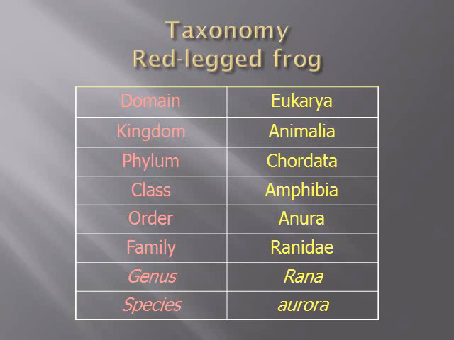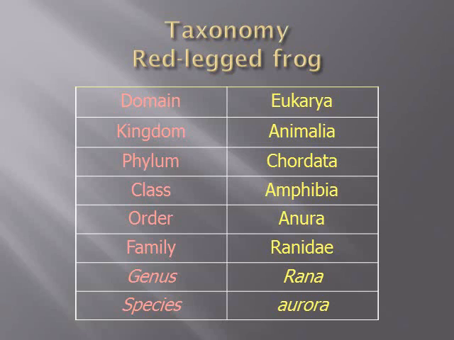So here we go. If we're taking a red-legged frog, it belongs to the domain Eukarya. It belongs to the kingdom Animalia because it's an animal. Then it belongs to the phylum Chordata. Chordata is referring to the spinal cord. Of course, frogs have spinal cords, just like we do. We also belong to the phylum Chordata. So we are in the same phylum as human beings as frogs.